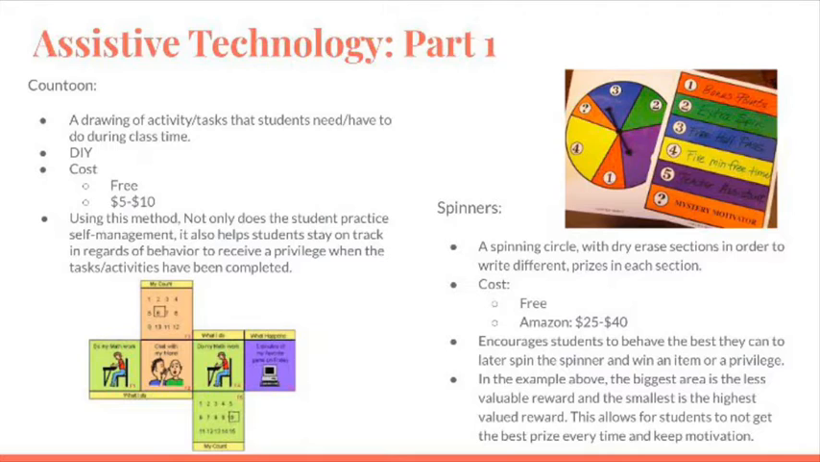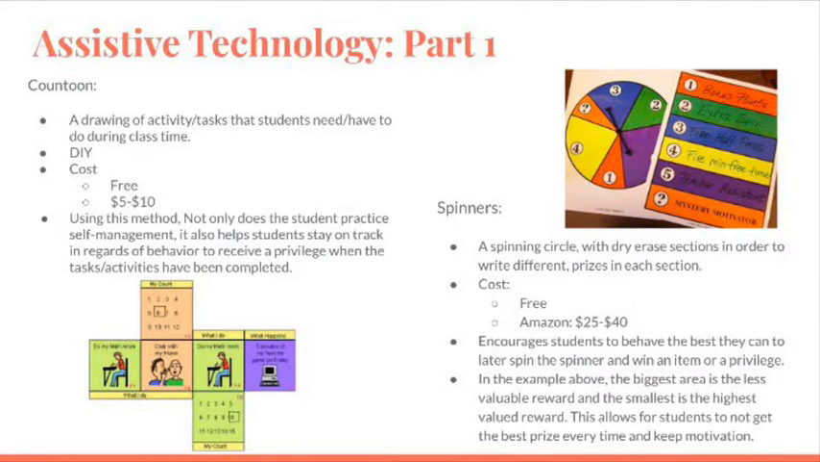The next AT are spinners. Now, we've seen spinners in games such as Twister. However, these spinners are, of course, circles with dry erase slots where teachers can write a variety of prizes and privileges. The cost for spinners can be free if you decide to create it on your own, or $25 to about $40 if you decide to buy it on Amazon.